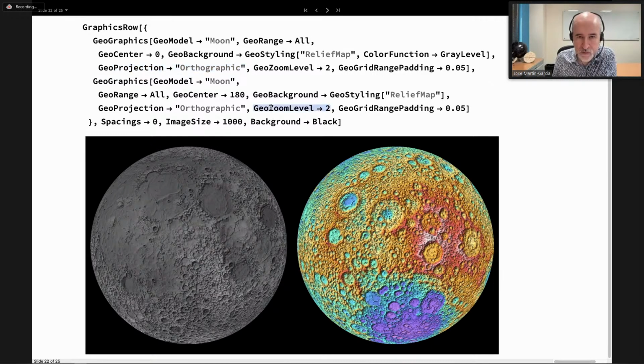And yes, we can control zoom levels. The larger the zoom level, more data, the more precise it will look, but the longer it will take to download, the longer it will take to process.